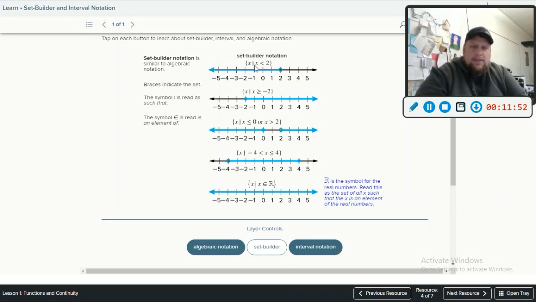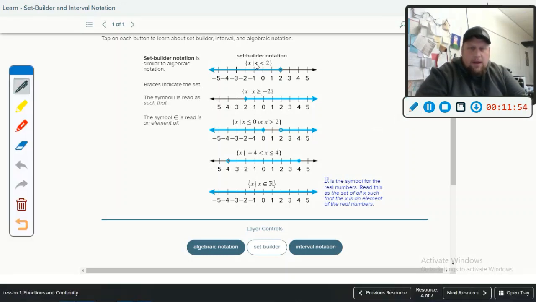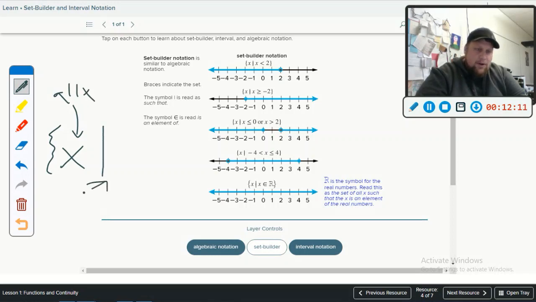We have this little squiggly bracket, then we have x. This x right here stands for all x. See this line right here? That stands for such that. So what does this say? All x such that x is less than 2.